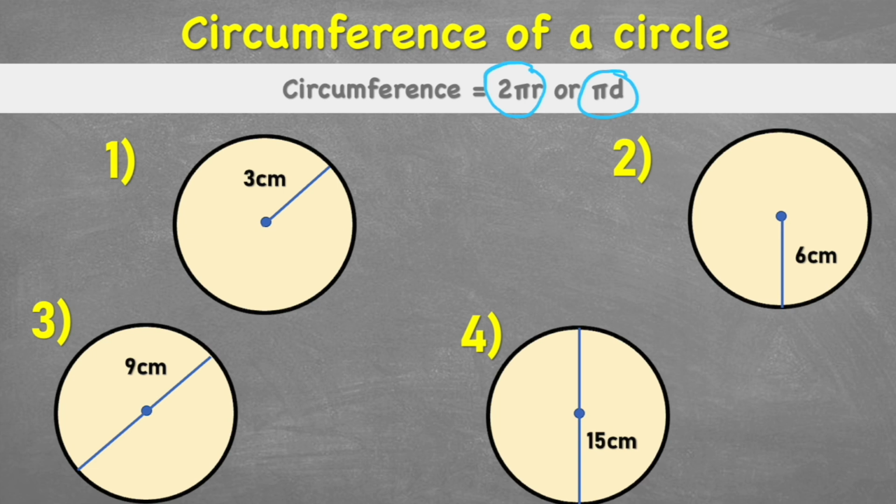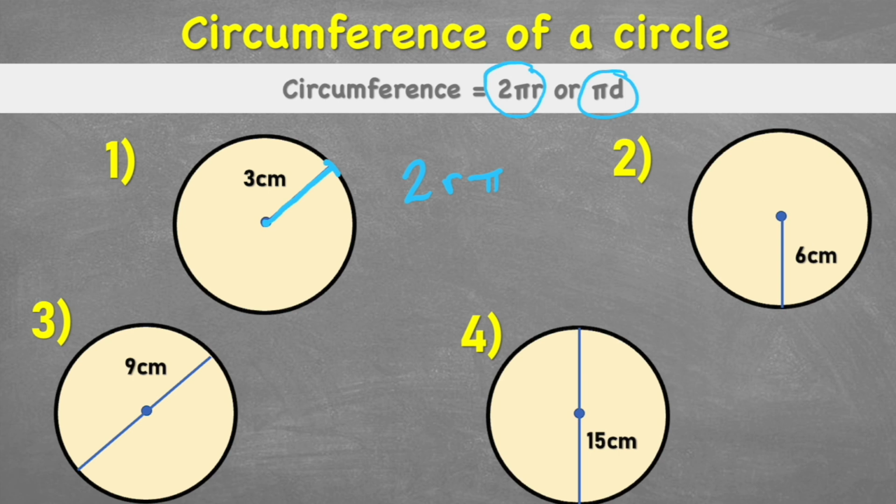If we look at the first example, we are given the value of the radius, being the measurement from the center of the circle to the outside where it joins the circumference. So if we are given the radius, then we would use 2 pi r, because what we're saying essentially is that we need 2 radius multiplied by pi.